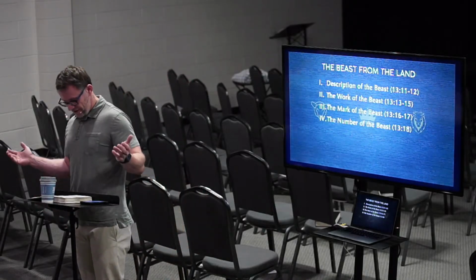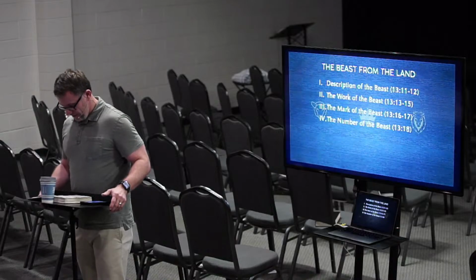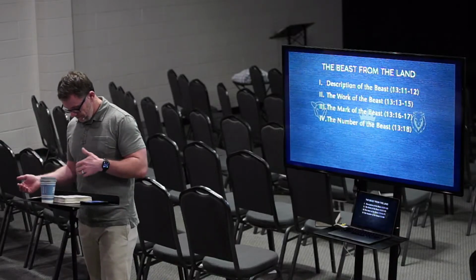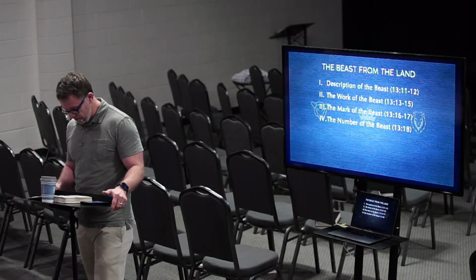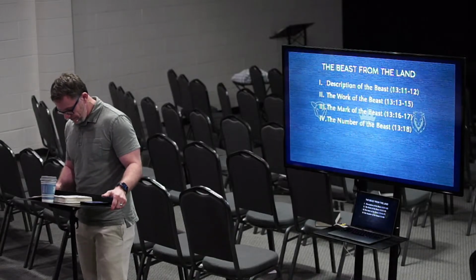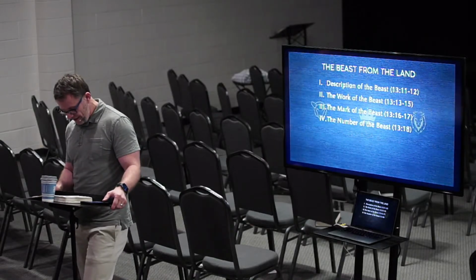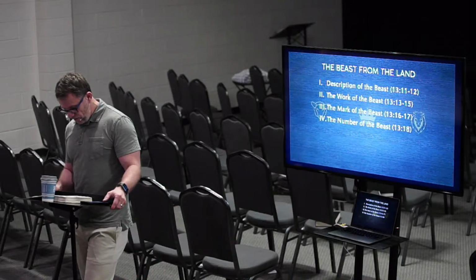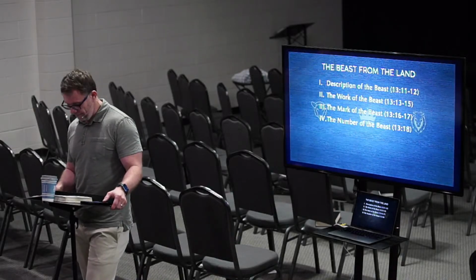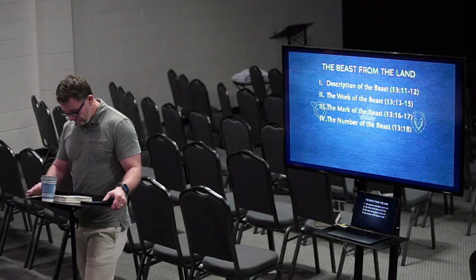I already read verse 16 earlier, but I'm going to read it again. It says, also it, this beast from the land, causes all, both small and great, both rich and poor, both slave and free, to be marked on the right hand or the forehead, so that no one can buy or sell unless he has the mark, that is, the name of the beast or the number of its name. This calls for wisdom.